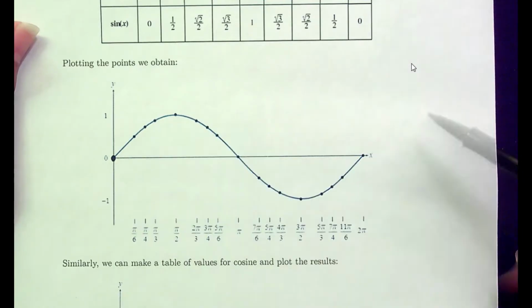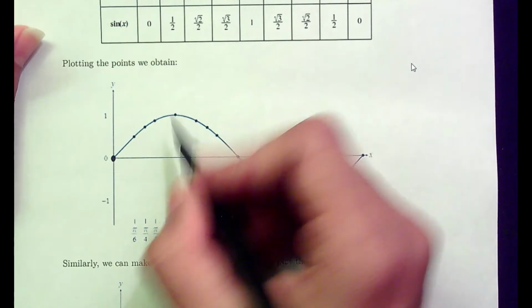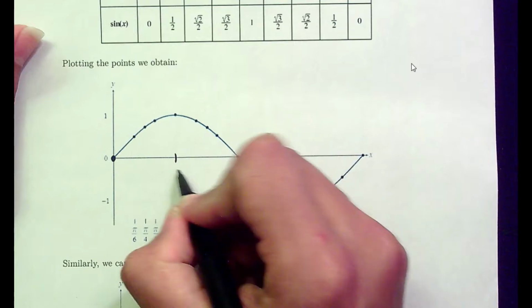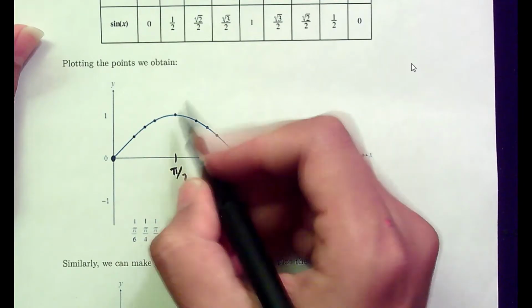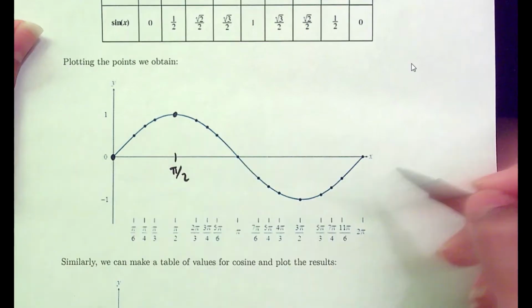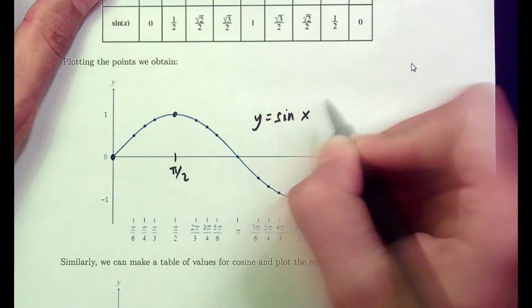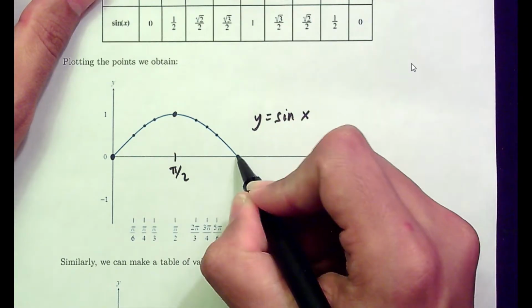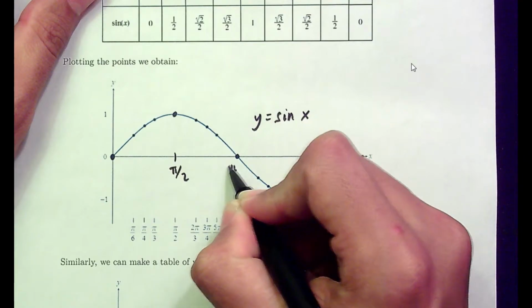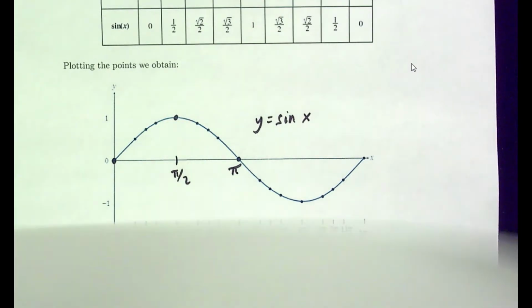The main pattern starts at 0, 0 at the origin. Then right at pi over 2, you get the highest point of that curve. We call this a wave, the sine wave. So this is the graph of y equals sine of x. And then at pi, you go back to 0. And remember why those things are true. It is important that you don't forget why these things are true.